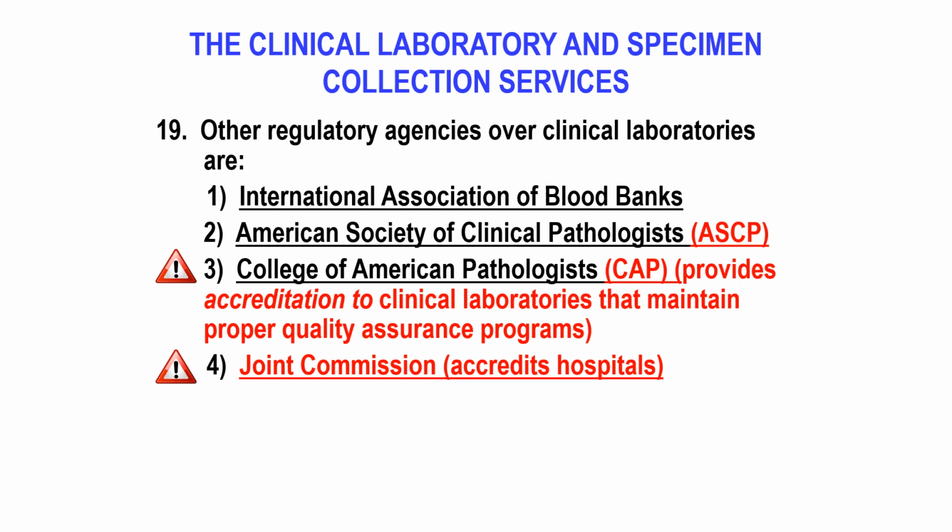Now, there's other regulatory agencies over clinical laboratories. There is the International Association of Blood Banks. There's the American Society of Clinical Pathologists, ASCP. There's the College of American Pathologists, CAP. CAP provides accreditation to clinical laboratories that maintain proper quality assurance programs. And then there is the Joint Commission. Joint Commission accredits hospitals. But remember, if your lab is inside a hospital, then Joint Commission accredits you as well.